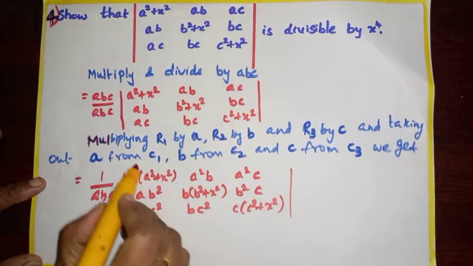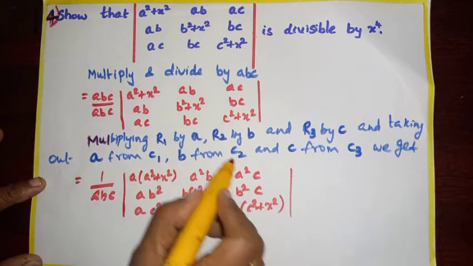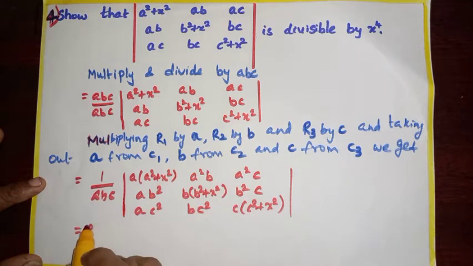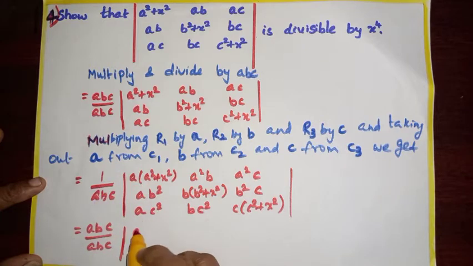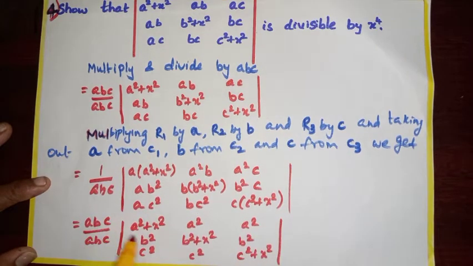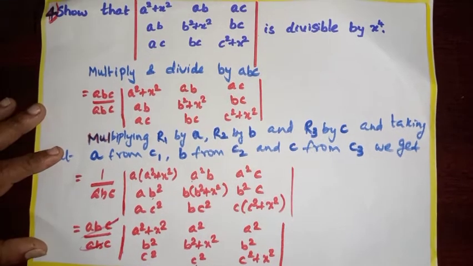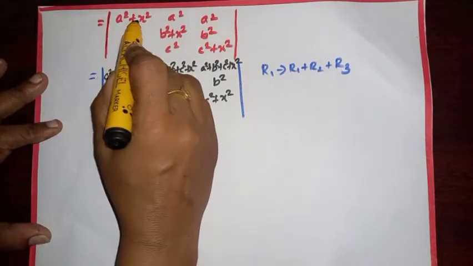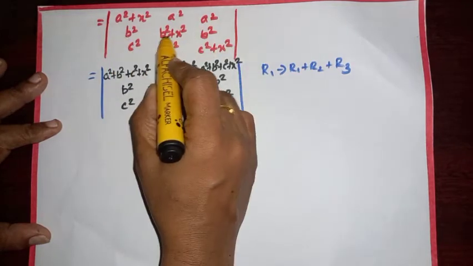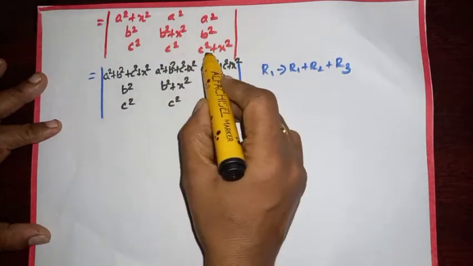Next, take A from column 1, B from column 2, C from column 3. Then again we have the numerator as ABC. We have taken A from column 1. Then we have A square plus x square, B square, C square. B from column 2. Then we have A square, B square plus x square, C square. Take C from column 3. Then we have A square, B square, C square plus x square. ABC will be cancelled, which is equal to the determinant with rows A square plus x square, A square, B square plus x square, B square, C square, C square plus x square.